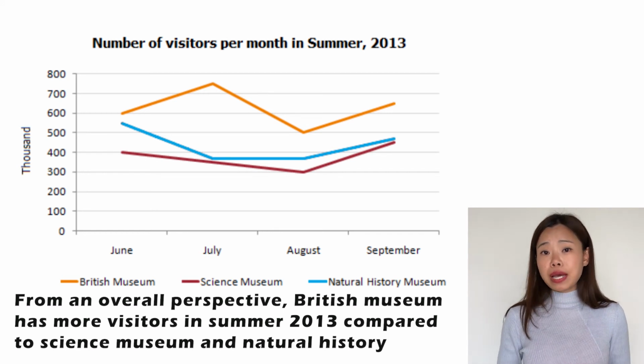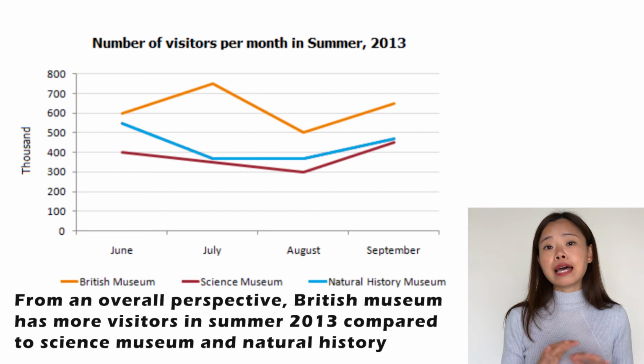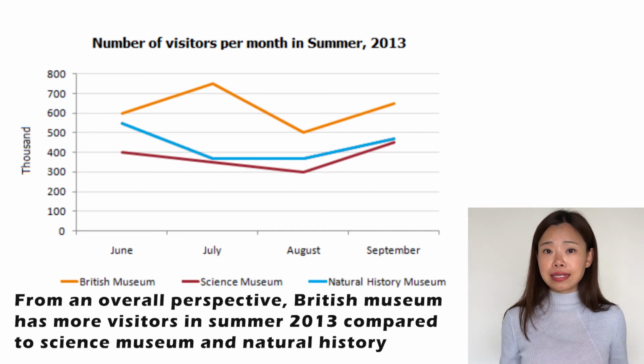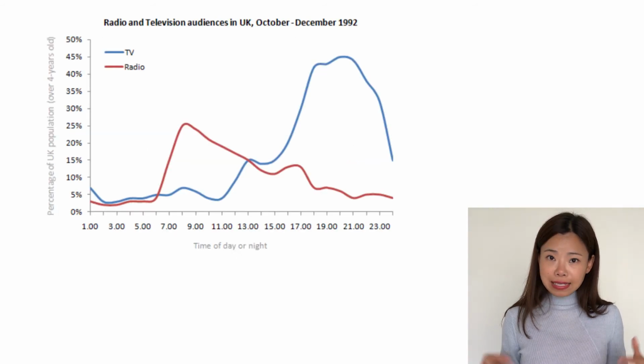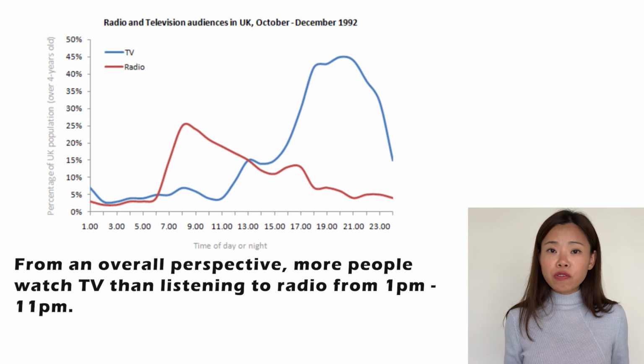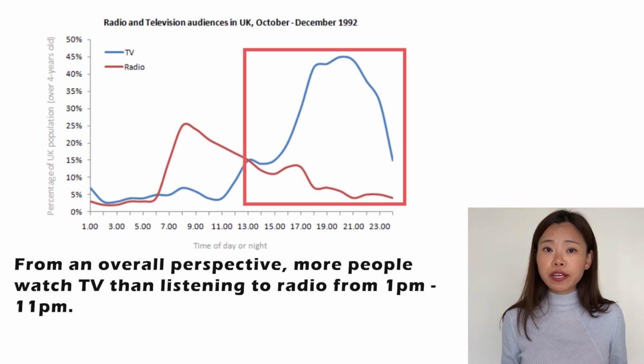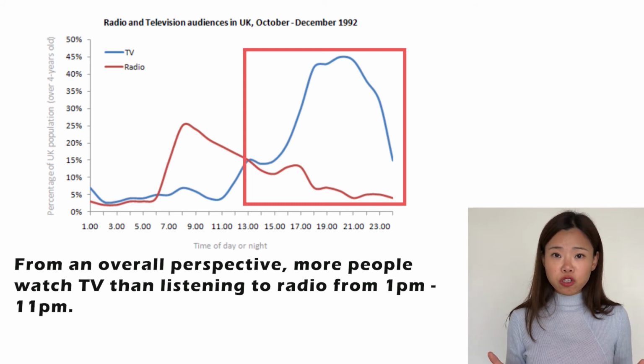Well, at this point, you might think to yourself, well, this is easy for this graph because the line for British Museum stays above the other 2 lines at all time across the x-axis. What if 2 or more lines intersect? What do we say? Well, take a look at this example. I would say, from an overall perspective, more people watch TV than listen to radio from 1 p.m. to 11 p.m. You can still talk about a trend just with a narrow x-axis.